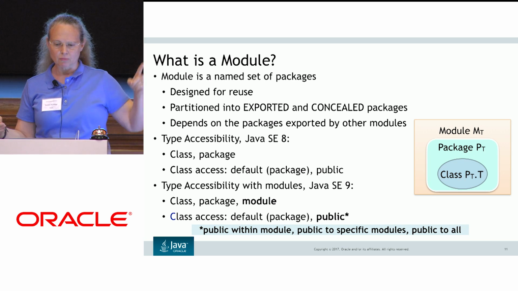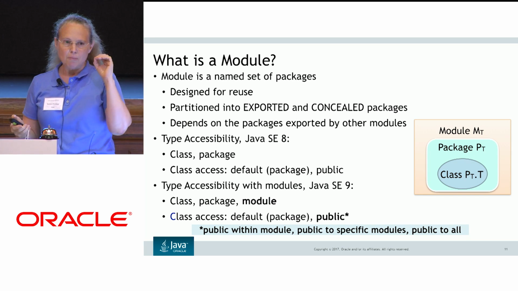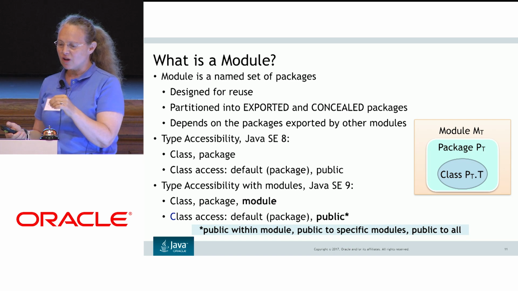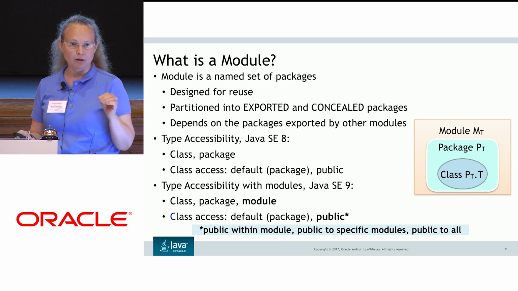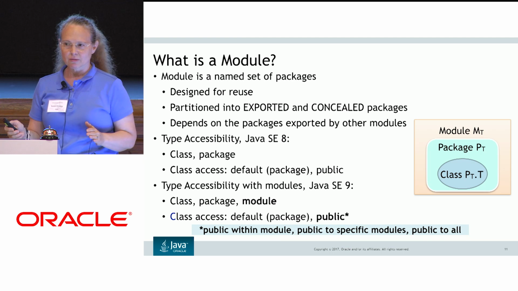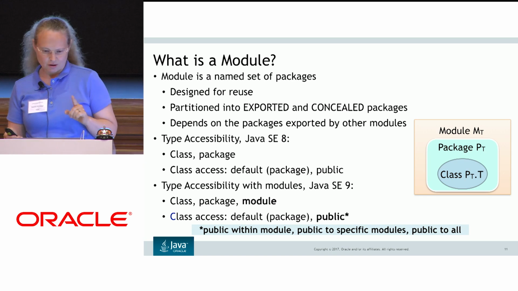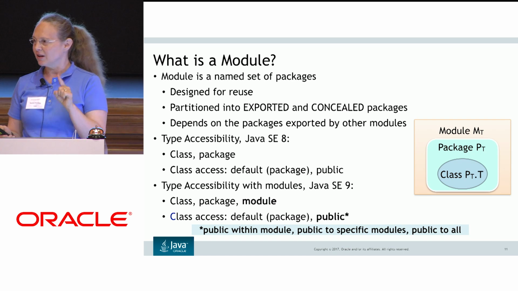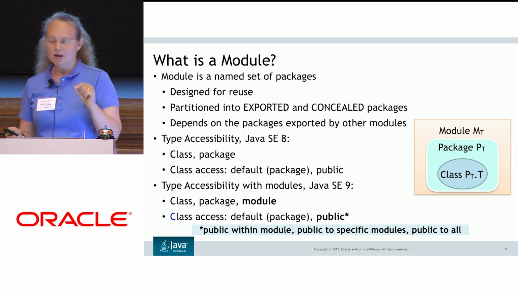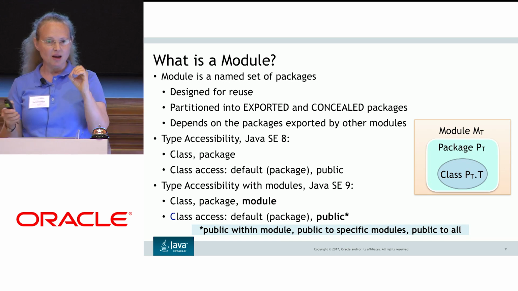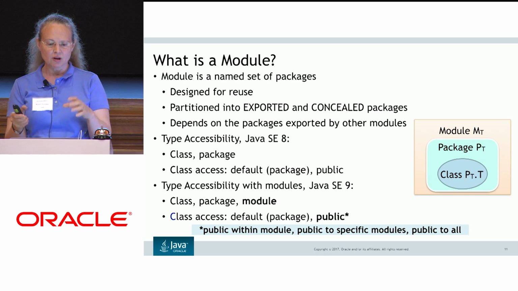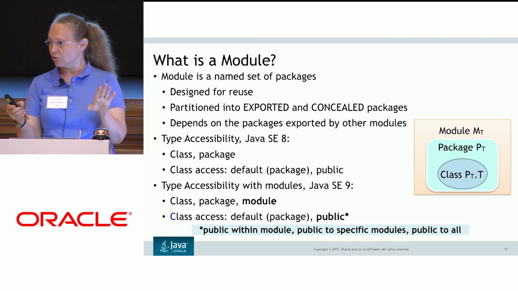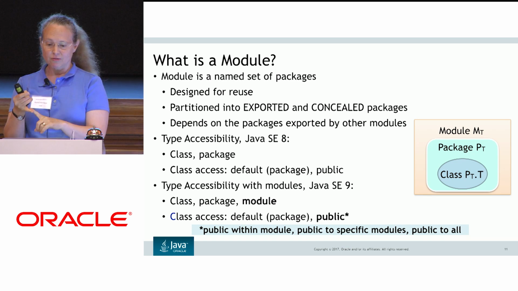Confinement, got it? We're doing this. And a module depends on packages exported by other modules explicitly. Clear boundaries. Good parenting, good coding. Type accessibility. In Java SE 8, we had a class contained within a package. Those are our containers. We have class access, because with modules we're just talking about type access, default, and public.